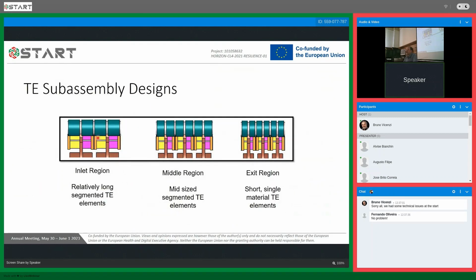We ended up having relatively long segmented TE elements for the inlet region. And then we still had segmented elements, but they were shorter in size. And so they could handle the, and they also, the split in terms of the different materials were different lengths. And finally, at the exit region, we used just single material. This was bismuth telluride only, and both of the segmented materials in this case were Heusler on the hot side and bismuth telluride on the cold.